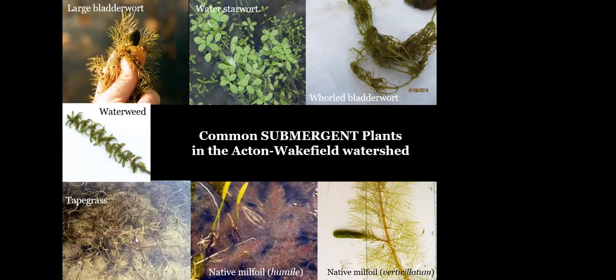The bottom left is tape grass. Some people also call it ribbon grass or eelgrass. And this is just another common native. You might notice if you look closely in the picture, there are these little spirally stalks coming up. They look like little corkscrews. That is a reproductive structure, the female reproductive structure of the plant.